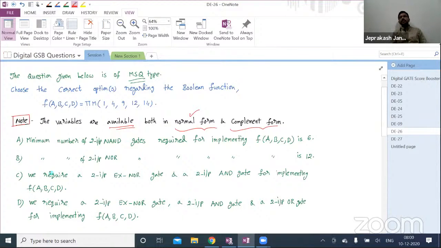And here he has given 4 choices. Option A is regarding the minimum number of NAND gates. Option B is regarding NOR gates. Option C uses a variety of gates like XNOR gate, AND gate, OR gate, etc. So we have to choose the correct option. Now all of you tell me, just 1 second.